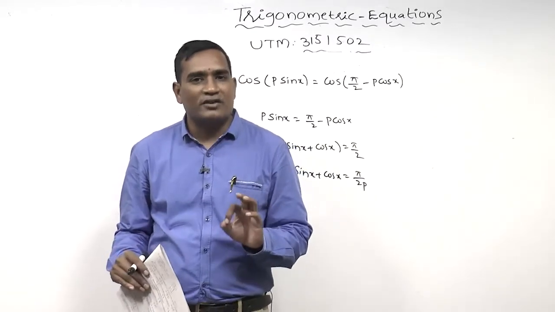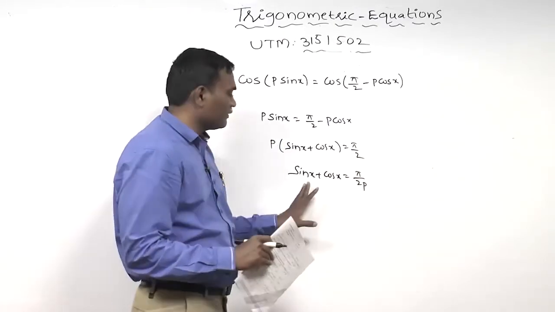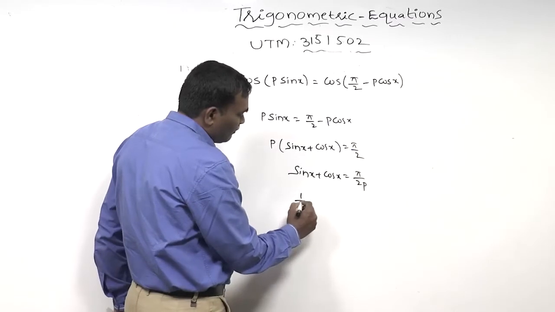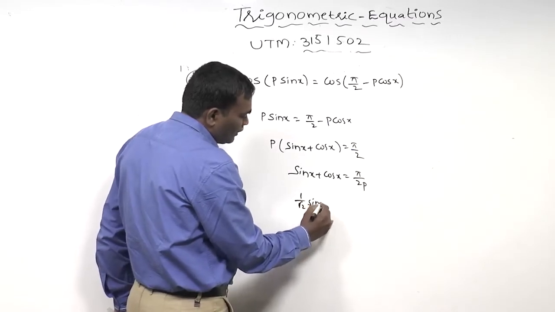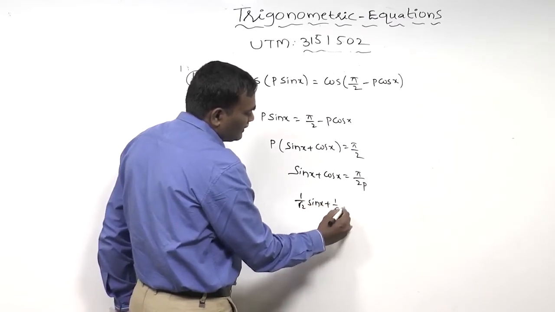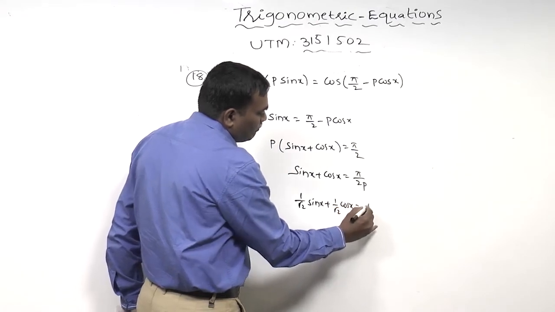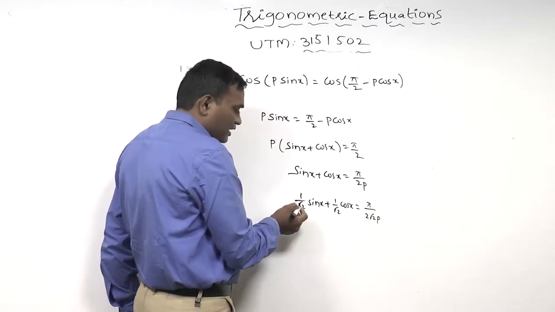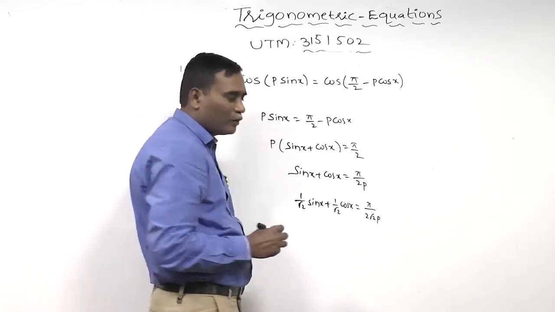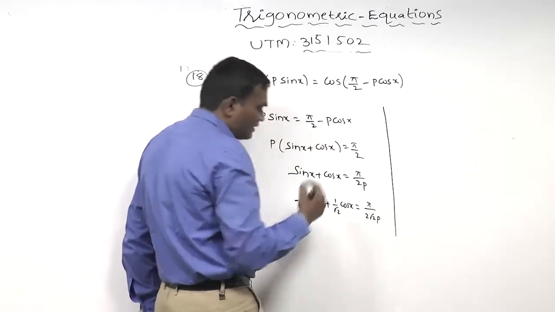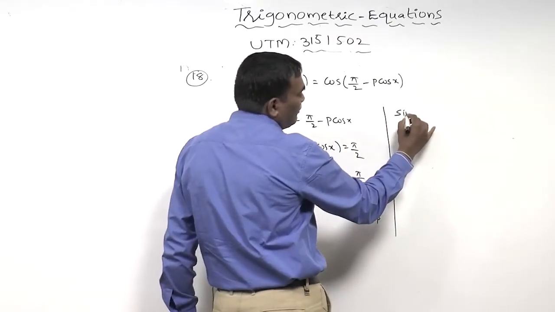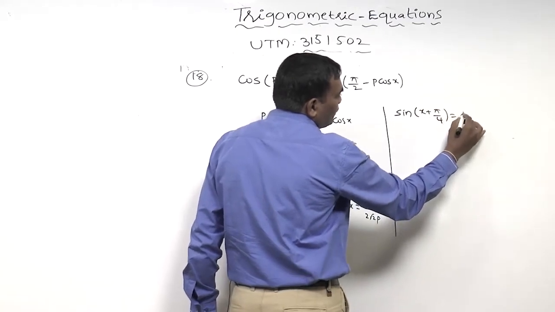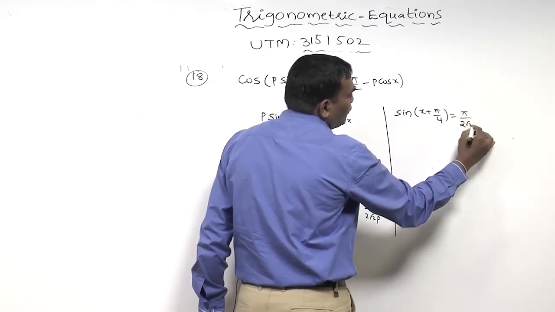Divide by root of a square plus b square. That is very important. What is root of a square plus b square? Root 2. Divide both sides by root 2. 1 by root 2 sin x plus 1 by root 2 cos x is equal to pi by 2 root 2 p. We can write sin x cos pi by 4 plus cos x sin pi by 4. So sin a cos b plus cos a sin b is sin of a plus b, so we can write sin of x plus pi by 4 is equal to pi by 2 root 2 p.